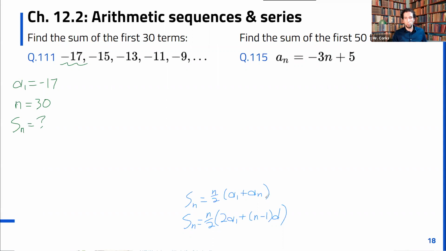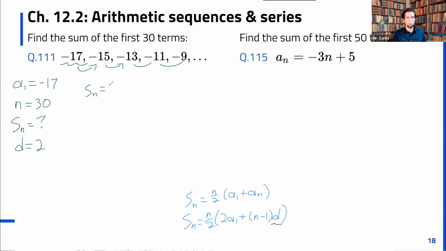Are we ready to use the formula? We need d. It's not going to be hard to find given what we have here, but we do need that. So our d term, what is that? 2. So just positive 2 plus 2 plus 2 plus 2 plus 2. We can just look at the sequence and see it directly there. Okay, so now we're ready to use the formula.